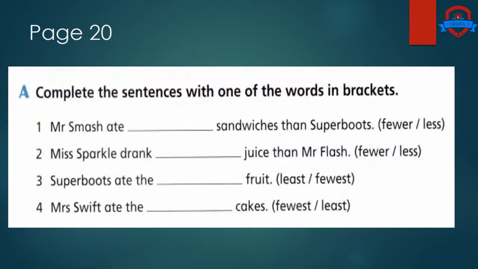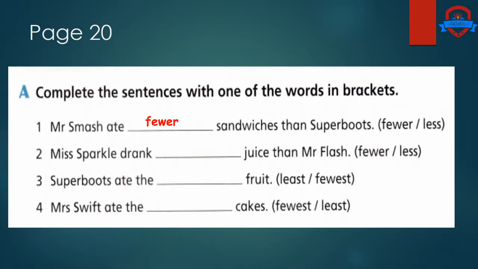Page 20, exercise letter A. Complete the sentence with one of the words in brackets. Number 1. Mr. Smash ate fewer sandwiches than Super Boots. Fewer or less? Okay, sandwiches here, countable or uncountable? Great, countable. We can count sandwiches. I ate 2 sandwiches. So we will choose fewer sandwiches.